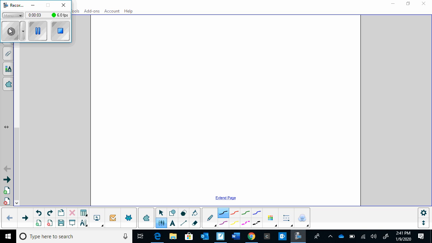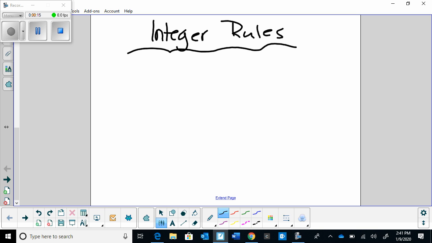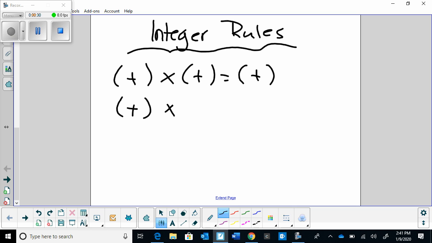Being able to model, we understood where these rules are going to be coming from. We were able to notice patterns when we were multiplying, and we were able to create what we call integer rules. That'll apply any time we multiply two integers together. It'll tell us whether our answer is going to be positive or negative. So we talked about how a positive times a positive is going to be positive. We said a positive times a negative is going to be negative.